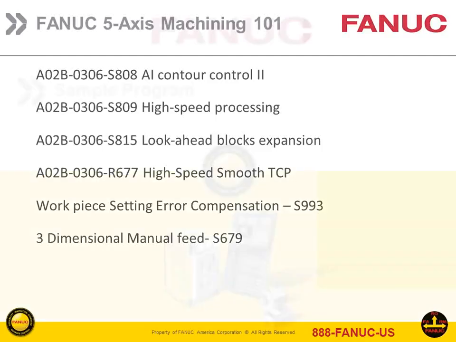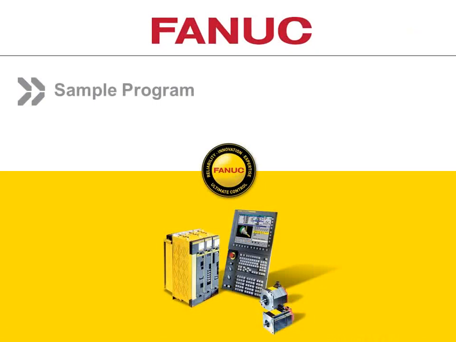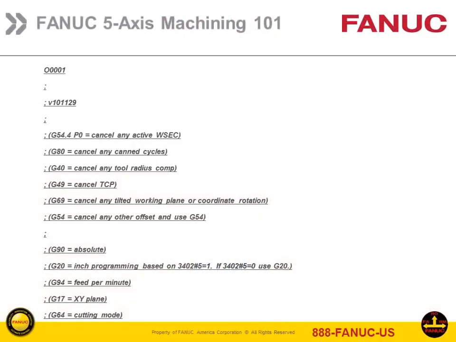Then I want to show you a sample program, because as I've traveled around and talked to different end users, people are always asking me what the format of a program is in 5-axis. This is a sample program. In terms of the sequence of events you need to put in a program, typically at the beginning you're going to have your standard startup modes, where you want to cancel any modes that you might have turned on during the program. So you have a program number, and at the beginning you want to do something like a G54.4.